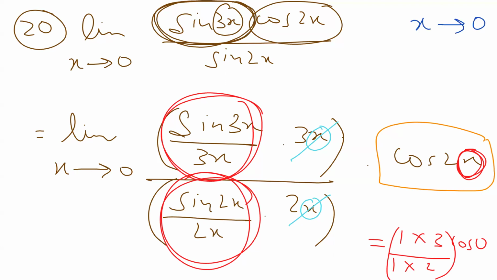And also mention x approaches 0, therefore 2x also approaches 0 and 3x also approaches 0. Okay.